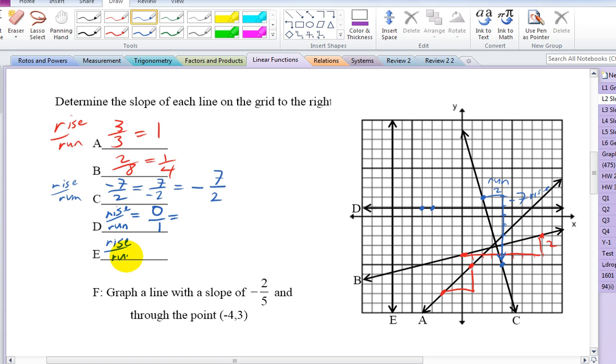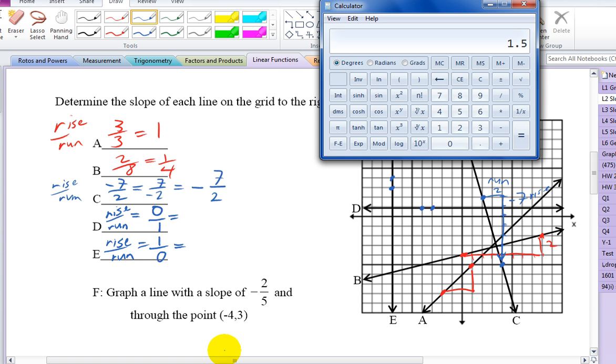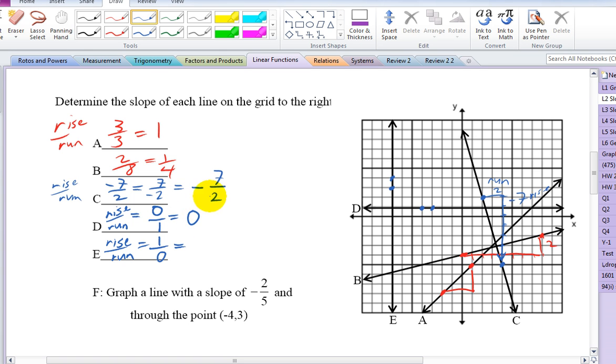Look at the next one, E. What's the rise for E? Let's use these 2 points. What's the rise? 1. What's the run? 0. Go to your calculator now. Okay. What's 0 divided by 1? 0. Okay. This is a horizontal line.